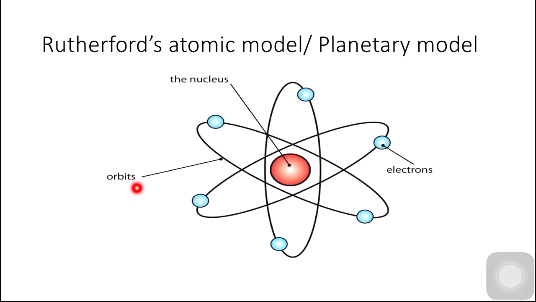Students, do you know why it is called the planetary model? It is called the planetary model because it resembles our solar system. If you compare it with the solar system, then the sun in the center of the solar system resembles the nucleus, and electrons revolving around the nucleus resemble the planets.